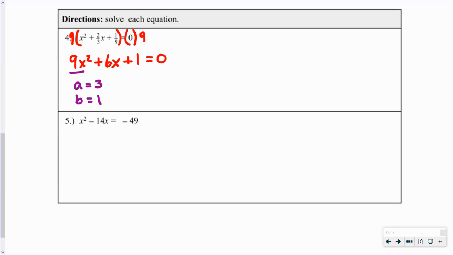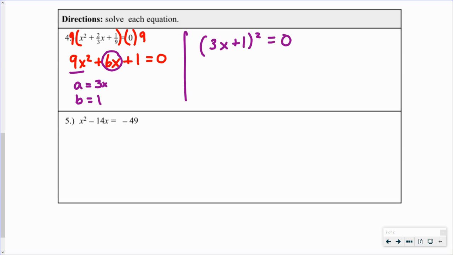And now we're looking to see if this middle term, 6x, is 2 times, I'm sorry, this should be 3x right here, is 2 times ab. So 2 times 3x times 1 is 6x. So this is a perfect square trinomial, which means the left-hand side of the equation factors to 3x plus 1 all squared, and that's equal to 0.